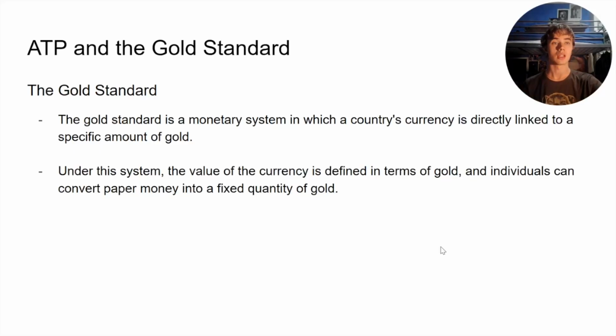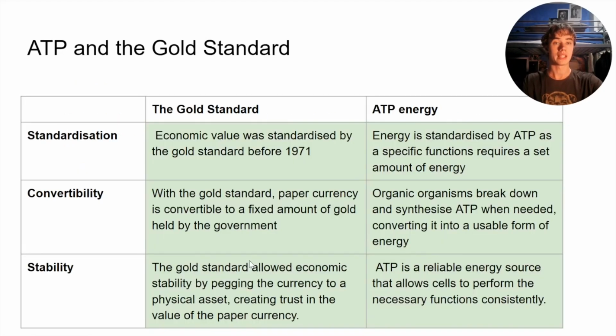ATP and the gold standard. The gold standard in economics and ATP energy in biological systems. Despite their differences, both serve as fundamental mediums of exchange, one for economic transactions and the other for cellular energy transfer. The gold standard was a monetary system in which a country's currency was directly linked to a specific amount of gold. This ensured standardization, as the value of money was directly fixed to the gold held by the government, much like how ATP provides a consistent energy supply in cells where specific functions require a set amount of energy.